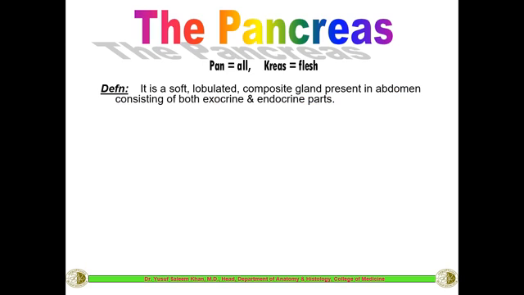Just a brief introduction. As you know, it's a glandular structure which is soft as well as lobulated, and it is a mixed gland which consists of both an exocrine part as well as an endocrine part. The endocrine part is mainly present in the tail of the pancreas, which are the islets of Langerhans. It is said to be the largest digestive gland. Among the digestive glands, this is the largest gland. But the largest gland in general will be the liver.